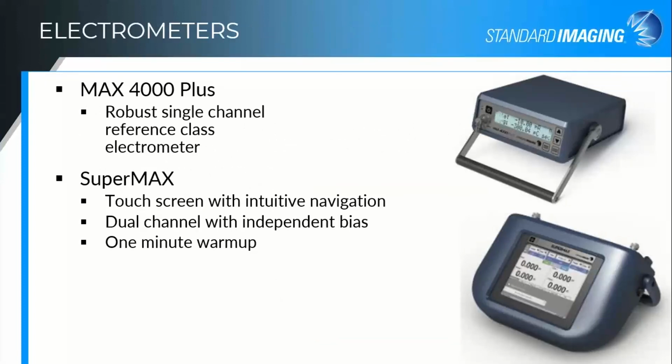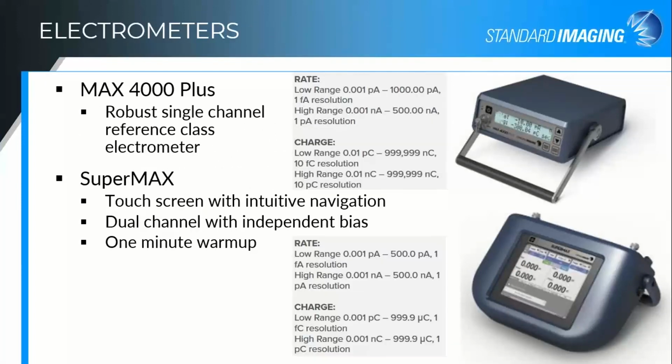I would be remiss if I didn't bring up our electrometers, especially after talking about the need for high quality electrometers. The two primary ones are the Max 4000 Plus, which is really the workhorse. It's a very robust, long-lived single channel reference class electrometer, with a good range and resolution for most of your measurements, pretty much all of your measurements.